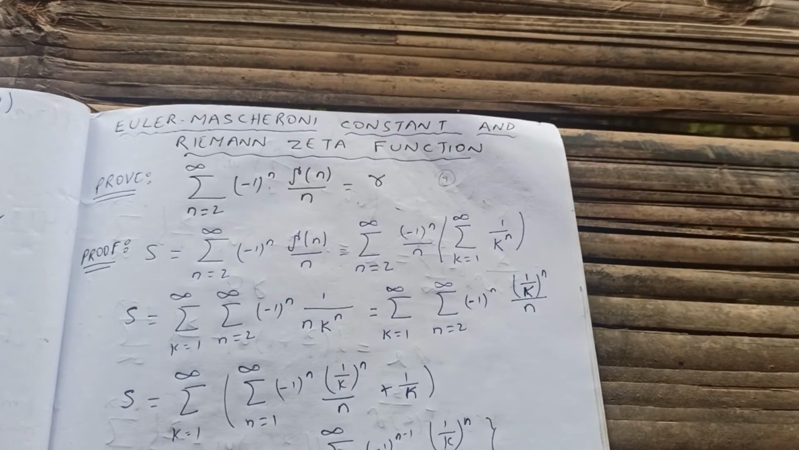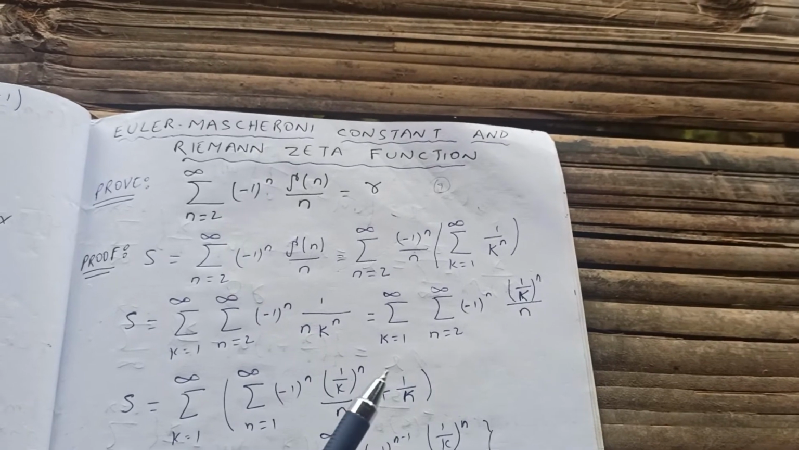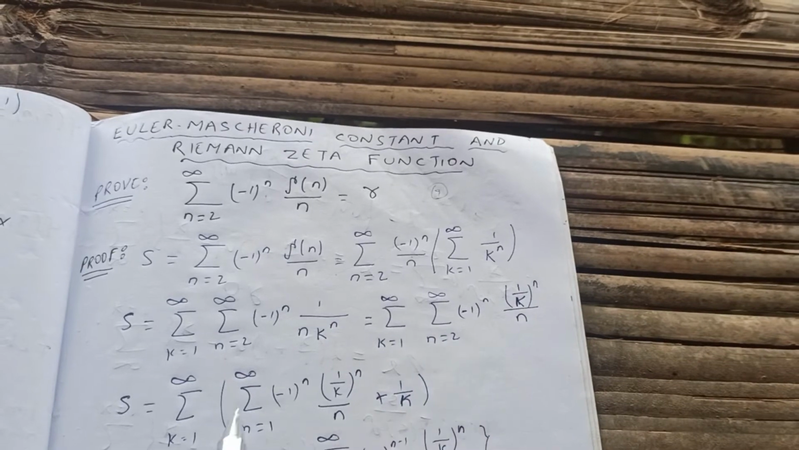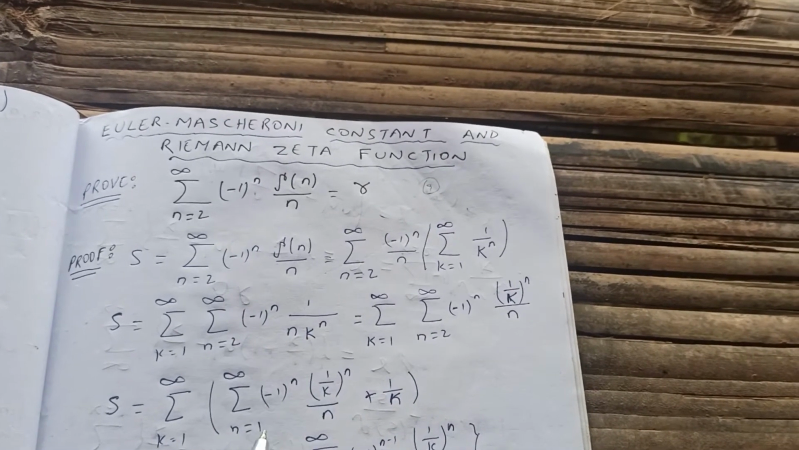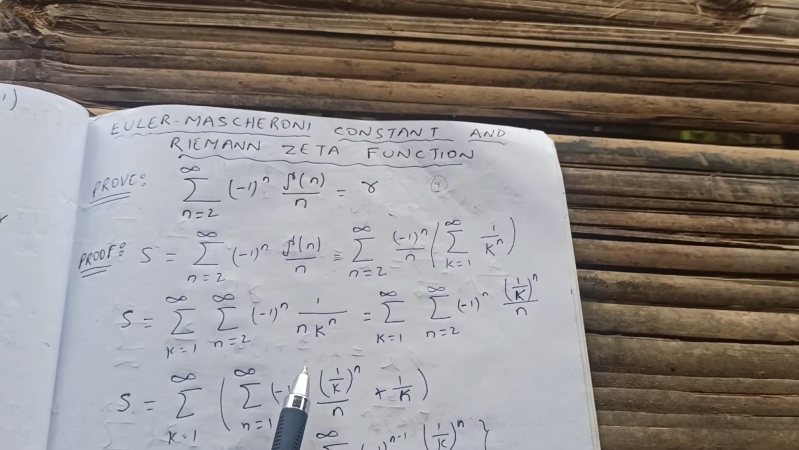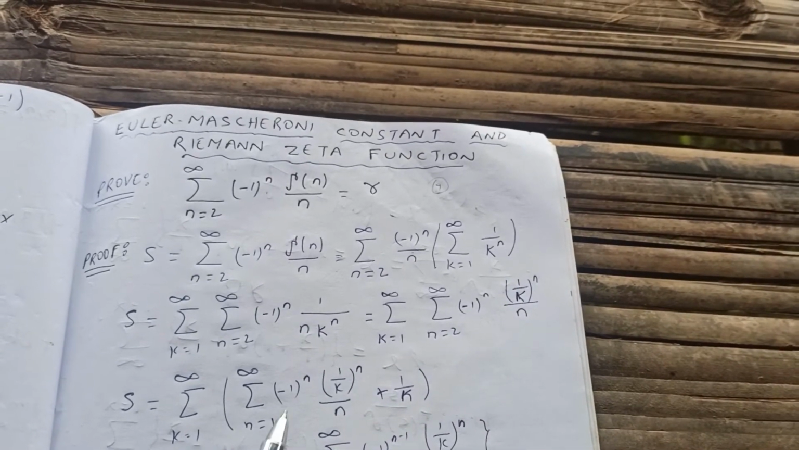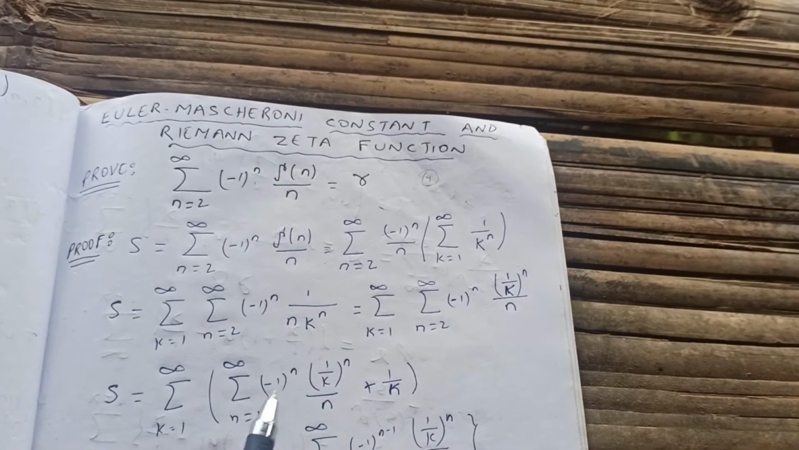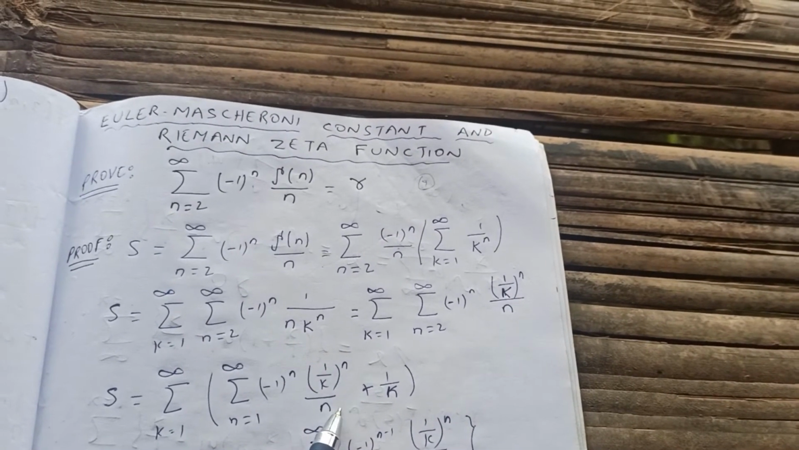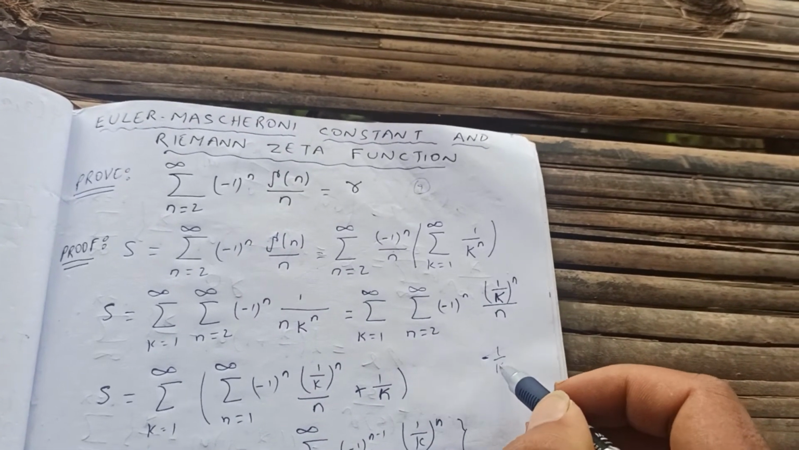Now S equal to the sum from k equals 1 to infinity. Since this sum starts from n equal to 2, I would like to start from n equal to 1. So when n equal to 1, the sum from n equal to 1 to infinity of negative 1 to the n, 1 over k to the power n upon n. When n is equal to 1, this becomes negative, and this becomes 1 and this becomes 1, so we have negative 1 over k.